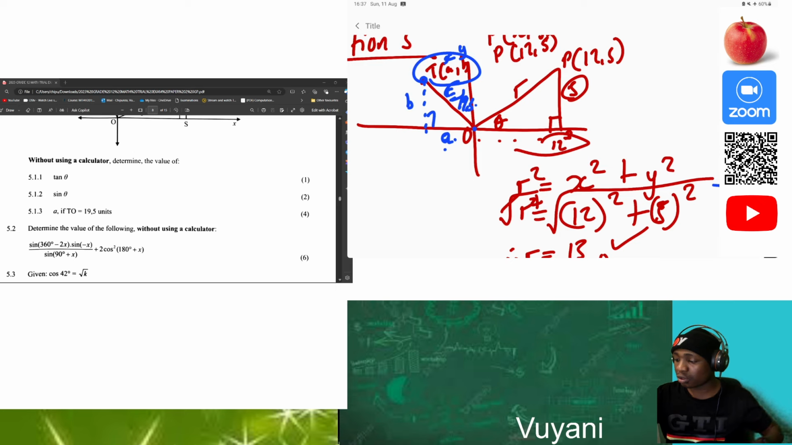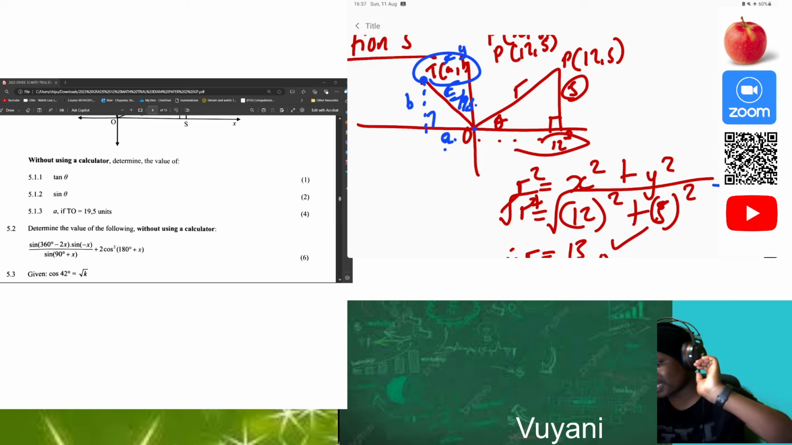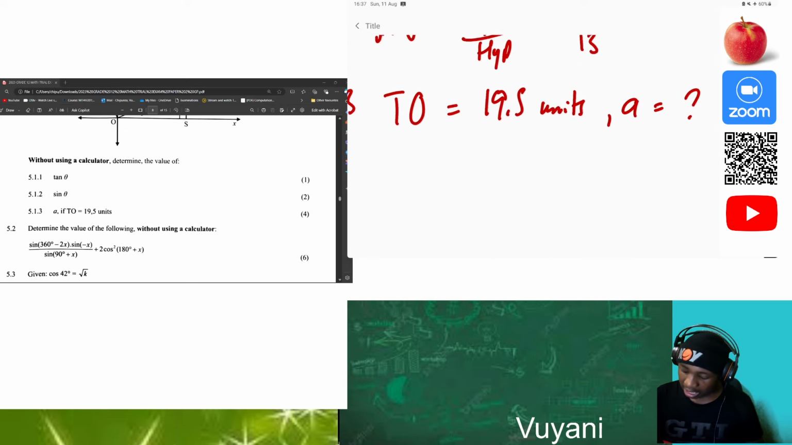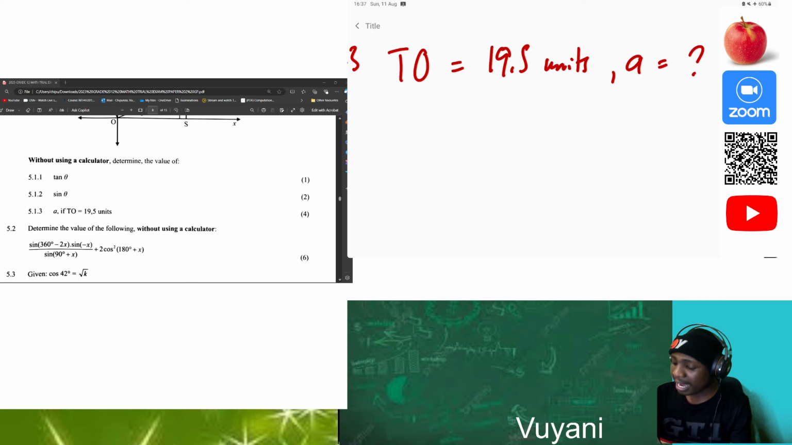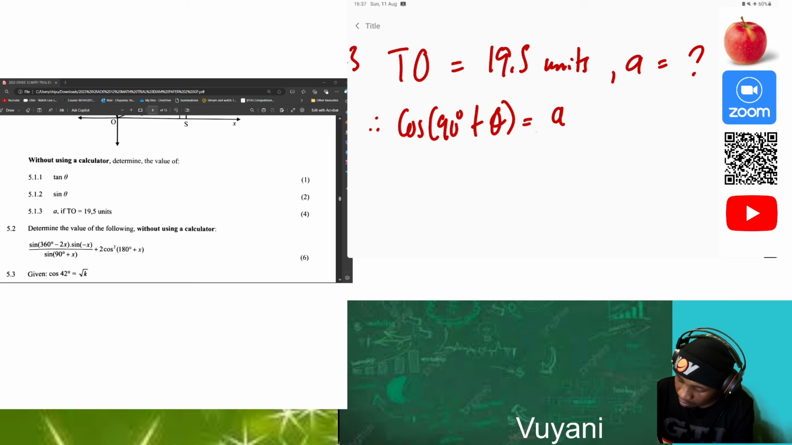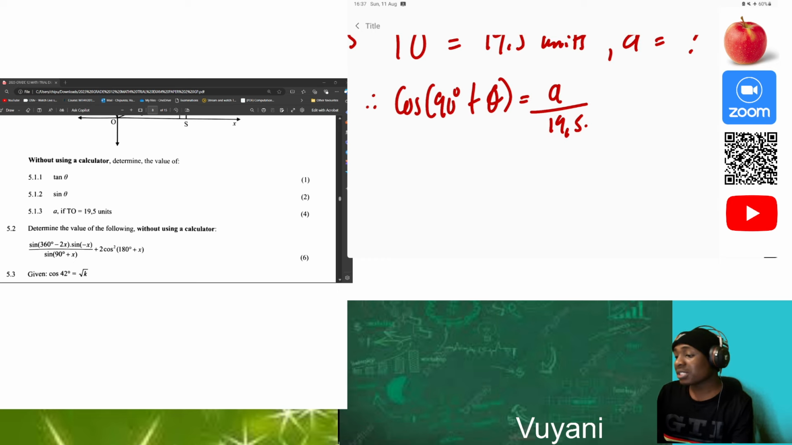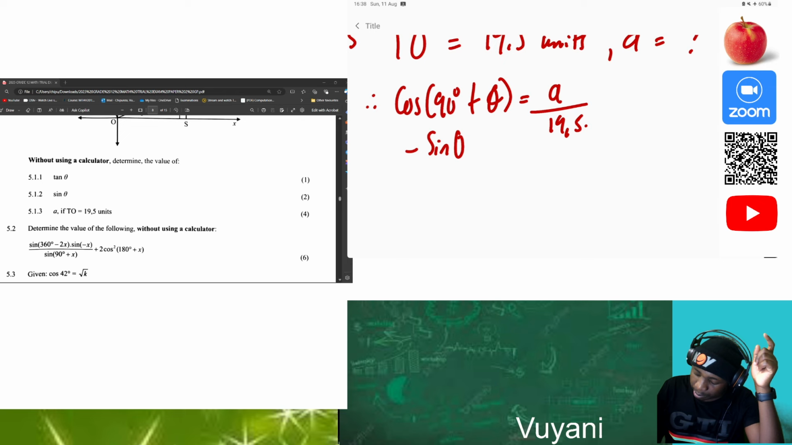From the perspective of using the coordinates, the relationship is cos of theta. But you can see that it's in the second quadrant, which is 90 plus. So let's write that down first. Therefore, cos of 90 degrees plus theta will always be equal to A over 19.5, because it's in the second quadrant. In the second quadrant, cos is negative, and the co-ratio of cos is sine, so we get negative sine theta, which is equal to A over 19.5.